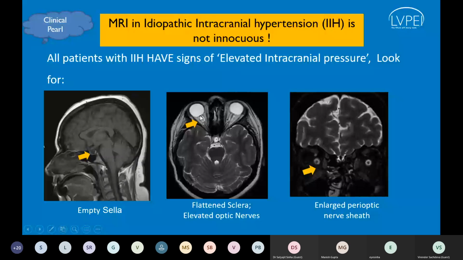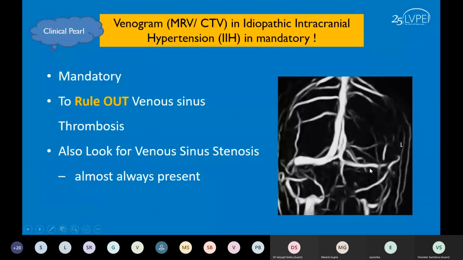Then you can see that there is flattening of the globe, there is perioptic nerve sheath dilatation, which can be seen both on axial views as well as on the coronal views. And then if you see the venogram, they will have stenosis, or they will have occlusion of the sinuses, especially the transverse sinuses, which is due to the compression from the elevated intracranial pressure.